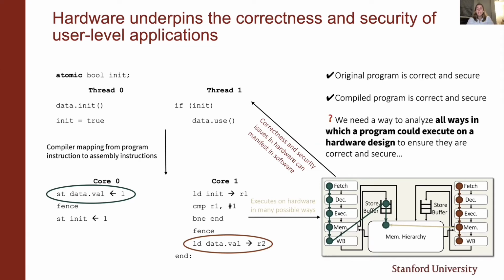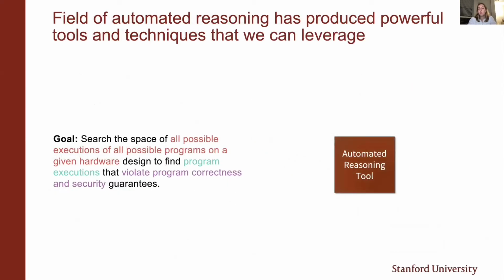So if we want to be able to say that a program will always execute in a way that is correct and secure, we need the ability to effectively analyze all of the different ways in which the program could execute on a given hardware design so that we can check them for correctness and security violations. Fortunately, the field of automated reasoning has produced powerful tools and techniques that we can leverage in order to achieve our goal of searching the space of possible program executions for those which exhibit program correctness or security bugs.